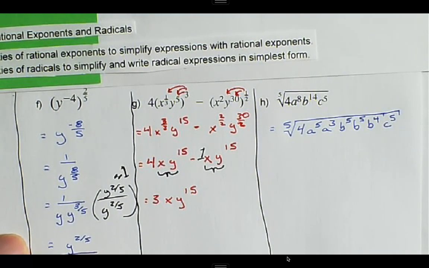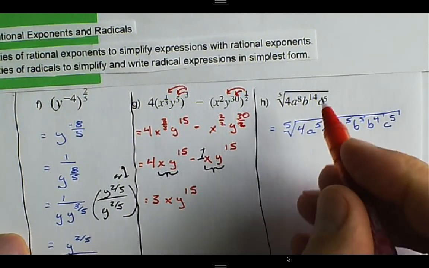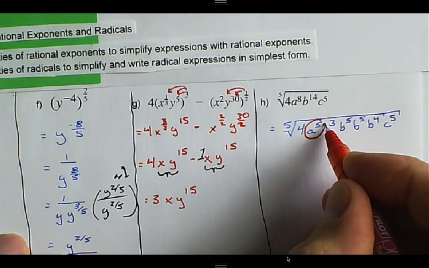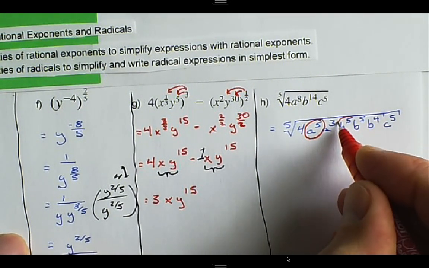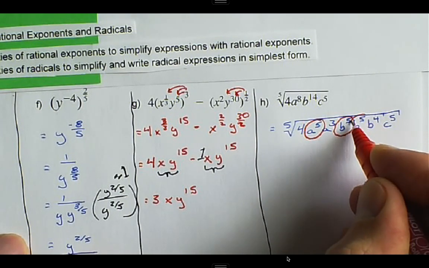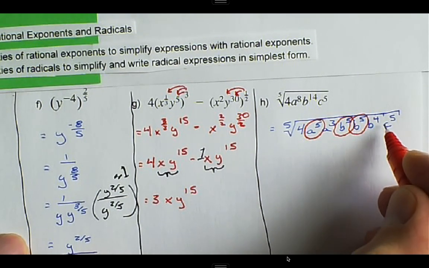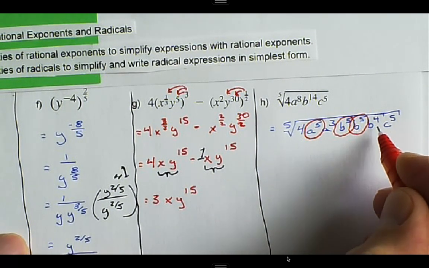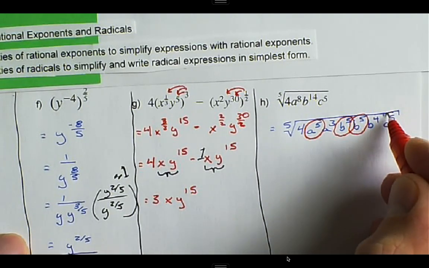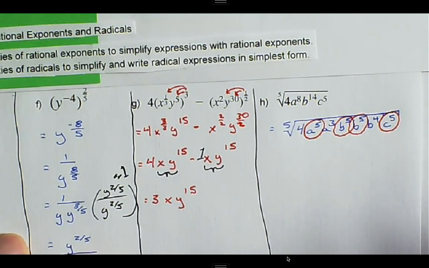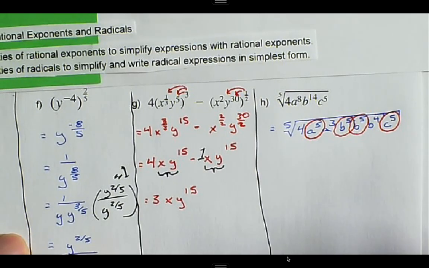Now, what can we take out of the radical? In order to take it out of the radical, we need to have 5 of them. So here we have 5 a's, so we can take that out of the radical. Here we have 5 b's, we take that out of the radical. Again, we have 5 b's. We only have 4 b's here, so that doesn't quite get us enough to get out of the radical, so we have to leave it in. And then we have c to the 5th. That has to come out of the radical. And so that's what we're going to be left with.